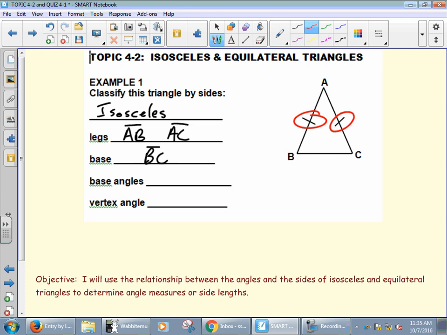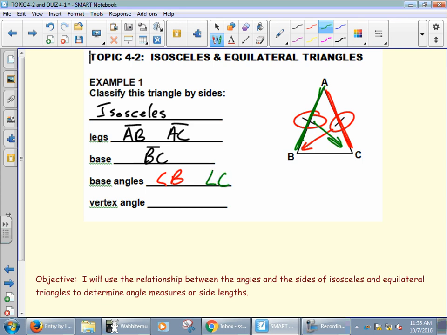The easiest way to tell the legs is they have the marks right here. Okay? So what are the two base angles? The two base angles are the ones directly across from that angle, or from that side, basically the one that created that side. So if I have AC right here, the angle across from it is B. Okay? And the other one across from AB is C.